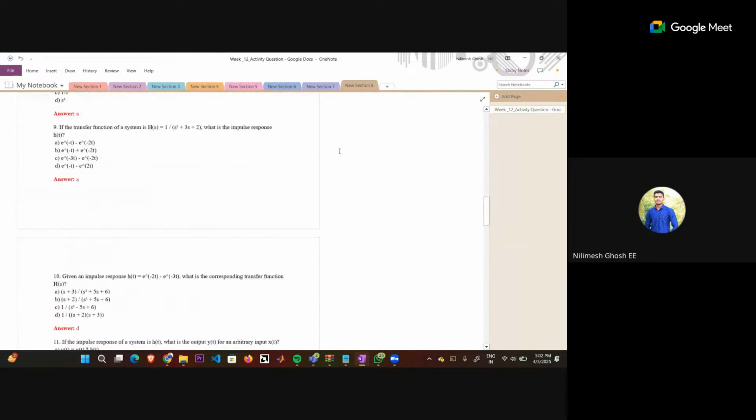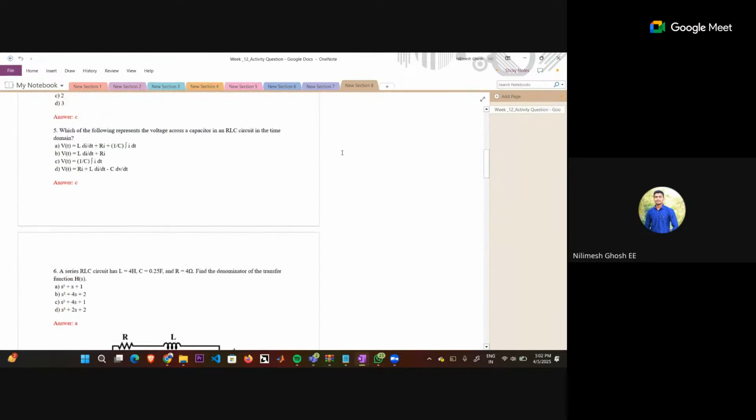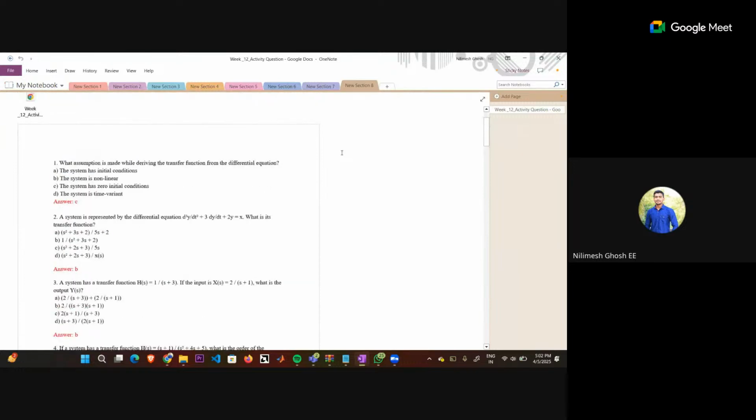Tell me, how many of you did the 15th one? Because if you solve the 15th question, your Bode plot concept will be completely clear. That one question will revise your full Bode plot. Sir, can you briefly explain the Bode plot, and then we can proceed with the question?